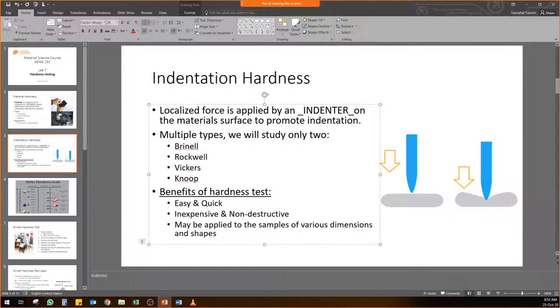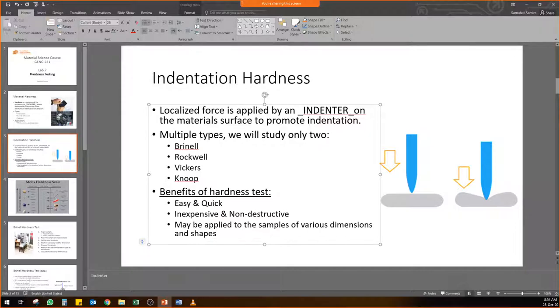Okay, a localized force is applied by an indenter on the material surface to promote indentation. So a small indenter is used to make a spot indentation on the sample. I hope you understand what indentation means. Indentation is the process of making a localized small hole or spot using an indenter. I guess there is some confusion, but I hope it will clear out.